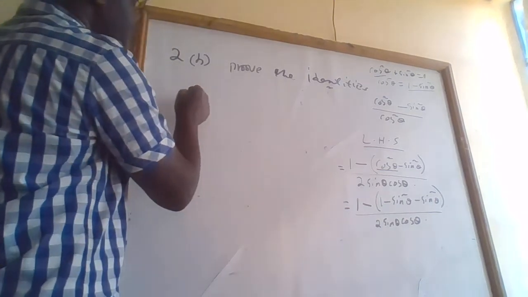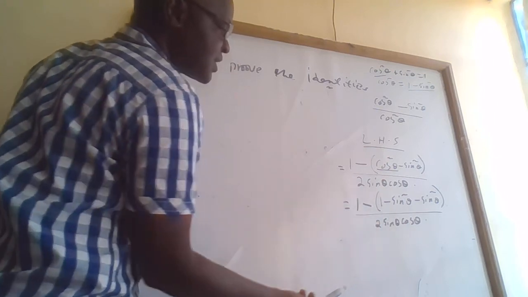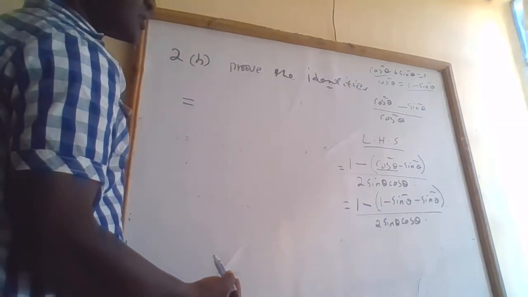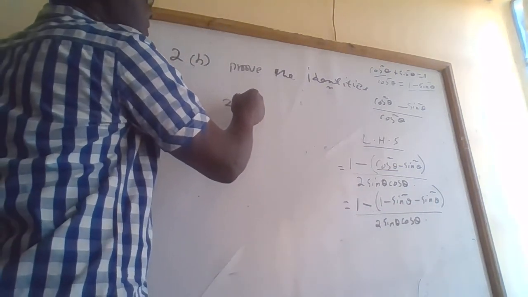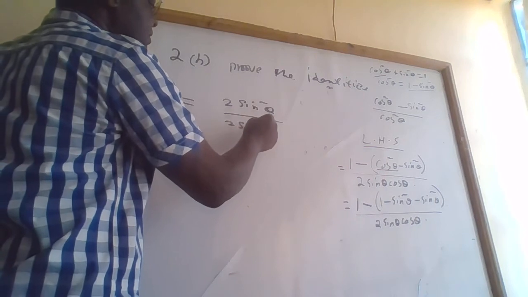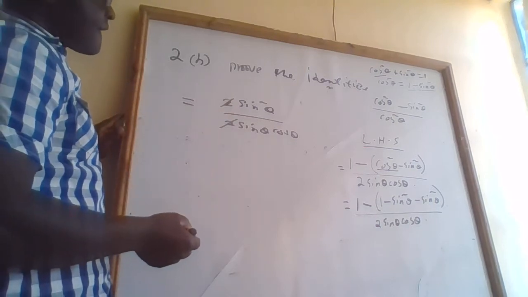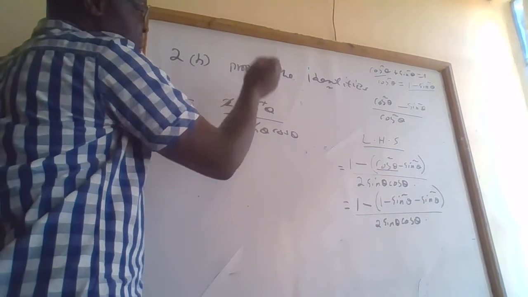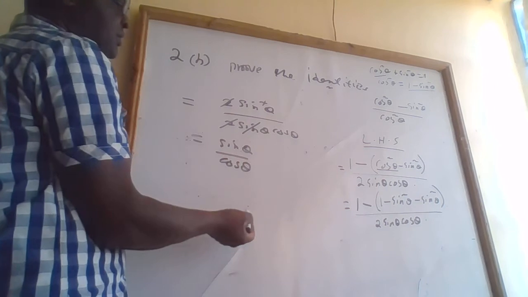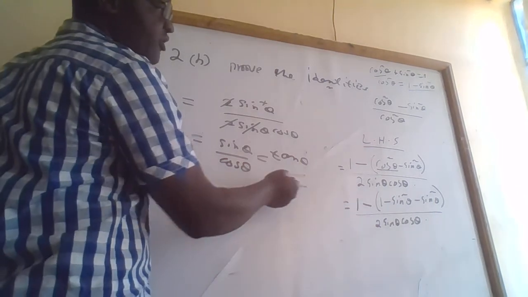Now when you remove the bracket, minus 1 and 1 will cancel, but then this now will be positive because of the negative sign, so we shall have 2 sin theta squared all over 2 sin theta cos theta. 2 and 2 will cancel out, and one sin will cancel with the power there, so that will remain sin theta all over cos theta, which equals tan theta. We have proved the identity.